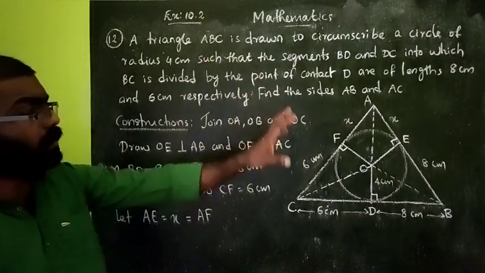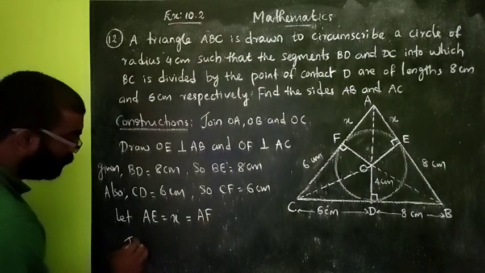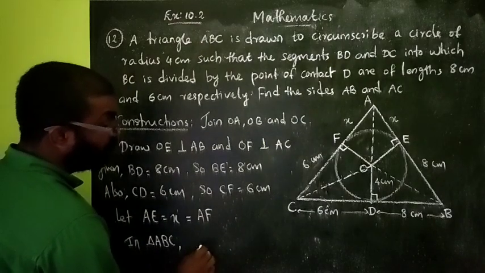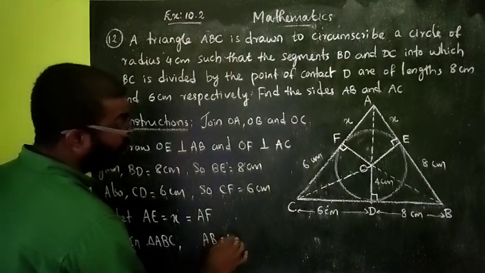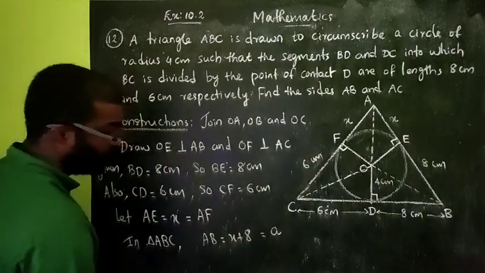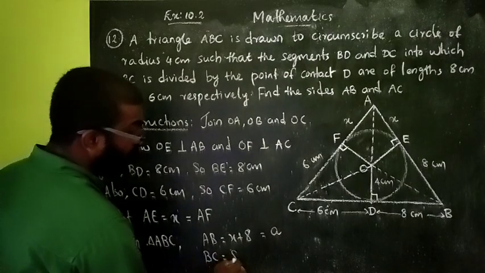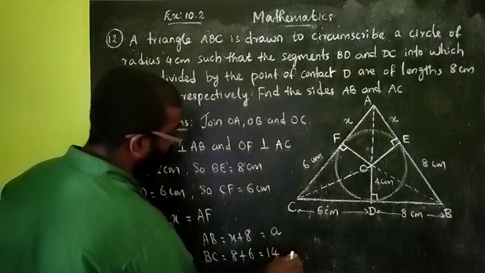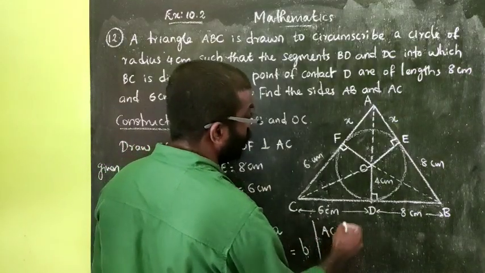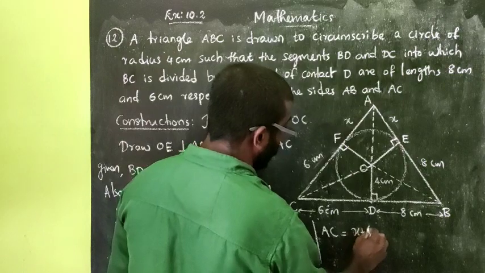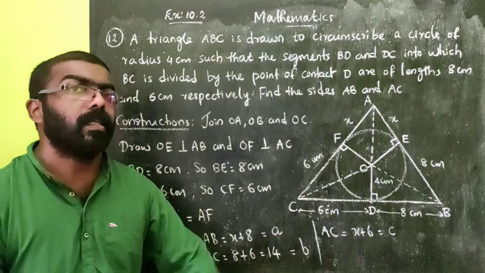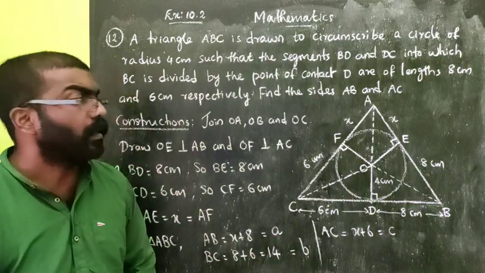Now we can consider the whole triangle ABC. In triangle ABC, we can write the lengths of the sides. AB is equal to x plus 8, which can be taken as small a. BC is equal to 8 plus 6, which is equal to 14, which can be taken as small b. And AC is equal to x plus 6, which can be taken as small c. So a, b, c are the lengths of the sides of triangle ABC.